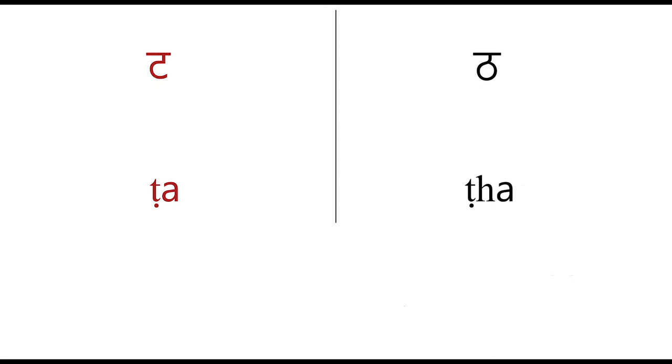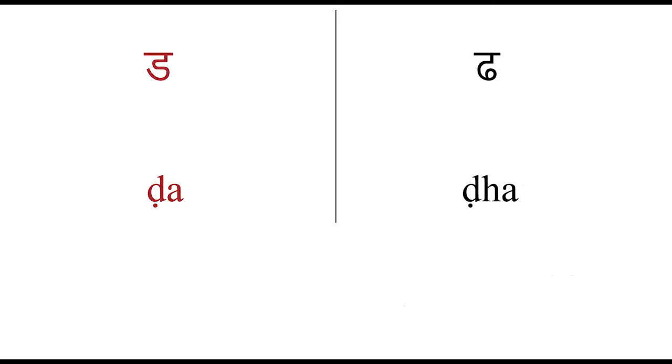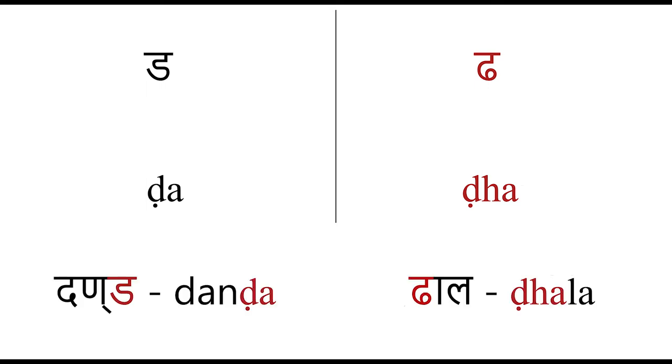The next group, ta, ta. Note the way you pronounce the consonant here is very, very soft. Ashta, hata. Same way with the next one, da, very soft pronunciation, dha. Danda, dhala.